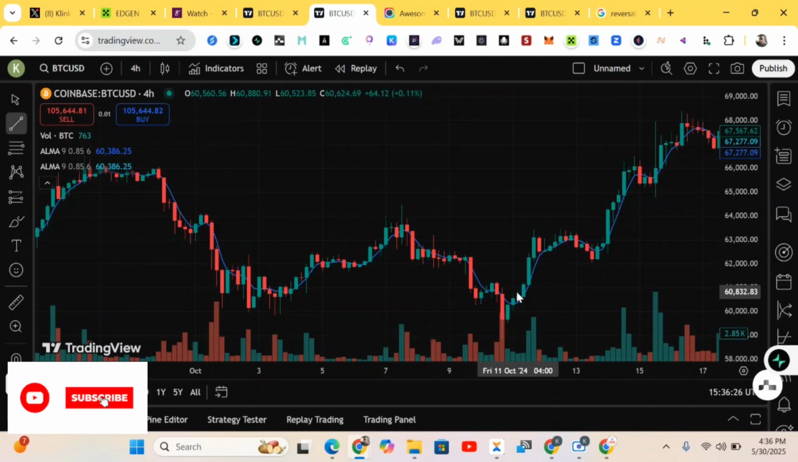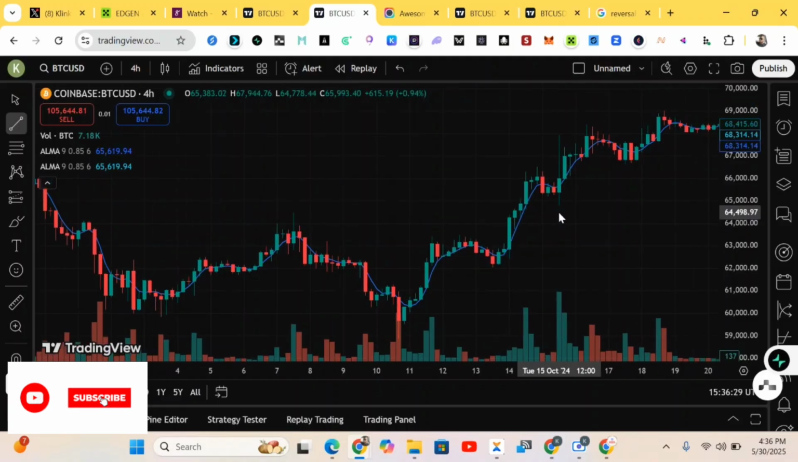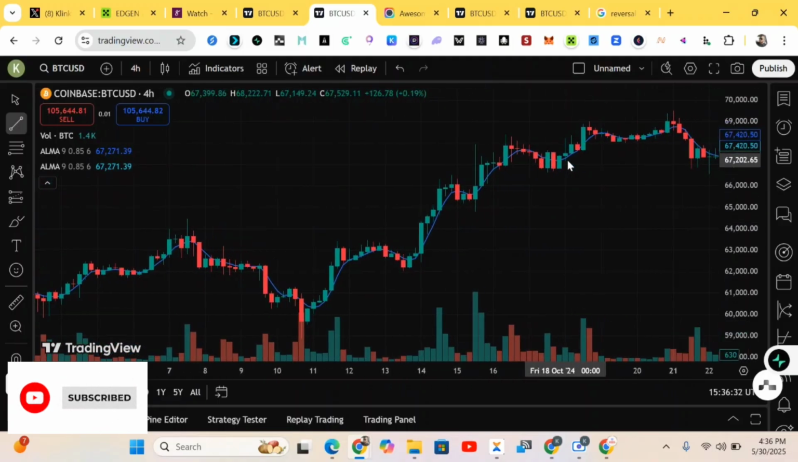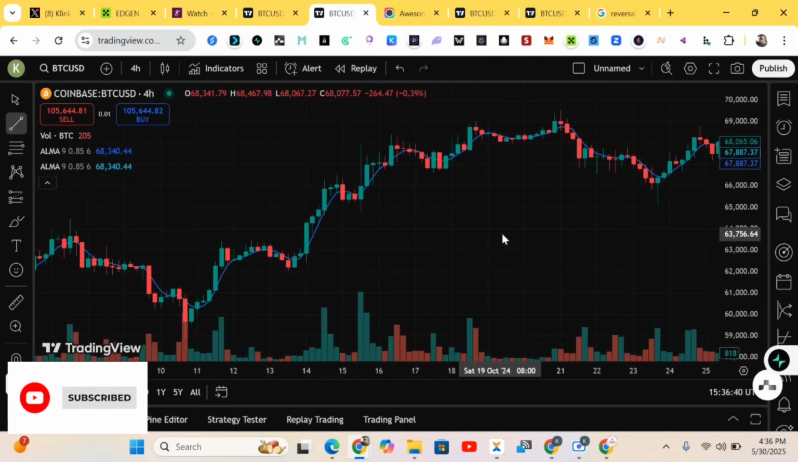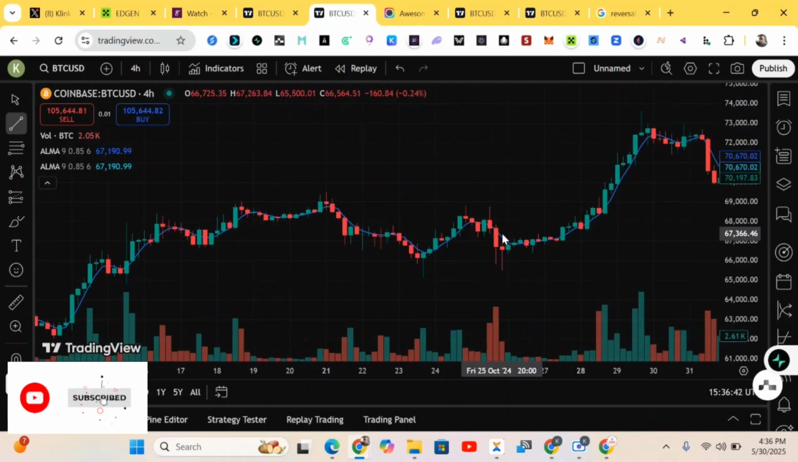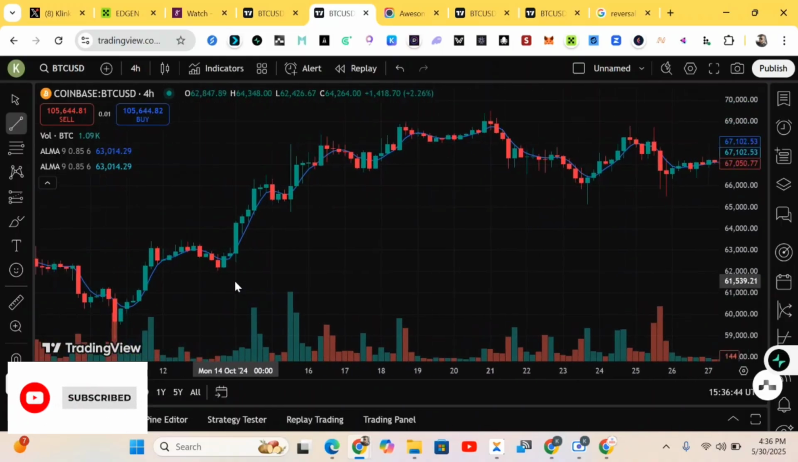But buyers came in control. As you can see, they pushed it up. It was going up, so they were in control. Buyers were in total control of the market, which you can see over here. They pushed it up, and it continued going up.